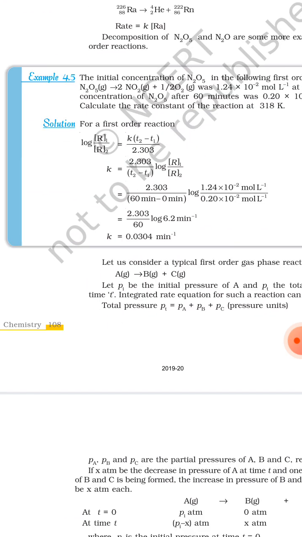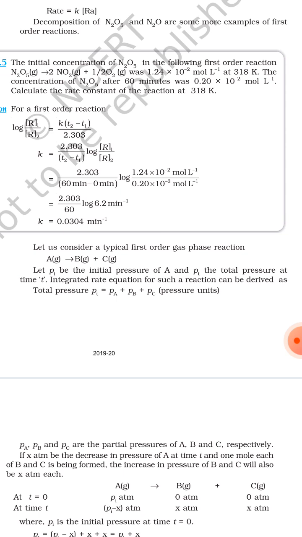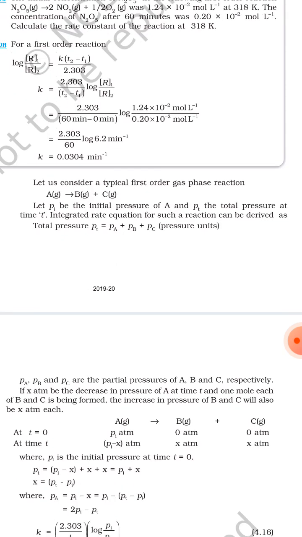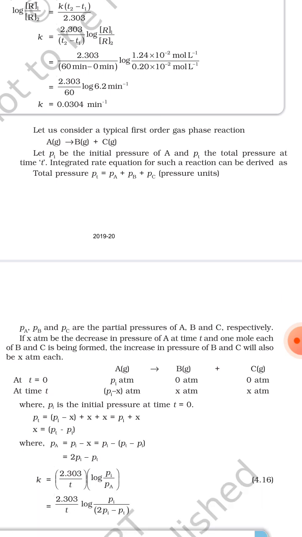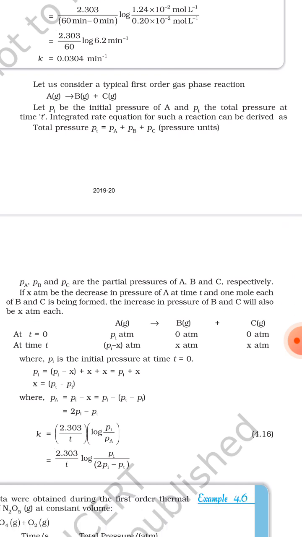Let us consider a typical first order gas phase reaction. अब एक एग्जांपल लेते हैं जिसमें गैशियस रिएक्शन हो रहा है। इसमें रिएक्टेंट भी गैस है, प्रोडक्ट जो फॉर्म हो रहा है वो भी गैस है, और ये फर्स्ट ऑर्डर है। तो हम गैशियस रिएक्शंस में फर्स्ट ऑर्डर रिएक्शन से रेट कैसे डिटरमाइन करेंगे वो हम डिटरमाइन करते हैं। Let Pi be the initial pressure of A and Pt the total pressure at time t.